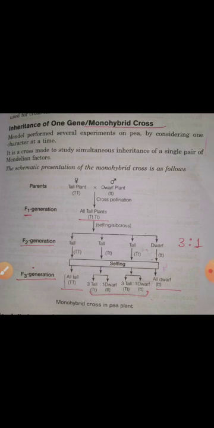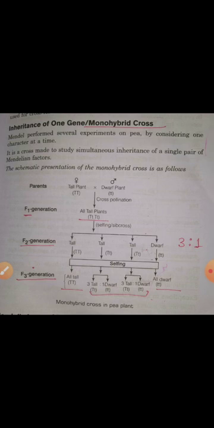Today I am going to tell you about monohybrid cross, because it's a very important type of cross and it covers two Mendelian laws. You know very well the first Mendel law is the law of dominance, the second law is the law of segregation, and the third law is the law of independent assortment. First we will discuss the law of dominance, and it will be clear from monohybrid cross only.